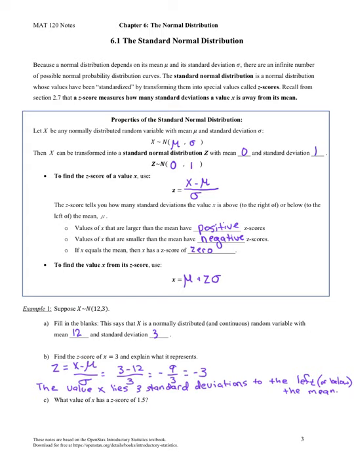And next, we're asked what value of x has a z-score of 1.5. So let's go ahead and use this formula here to find x. And plug in our mean, our z, and our standard deviation, and get an x value of 16.5.